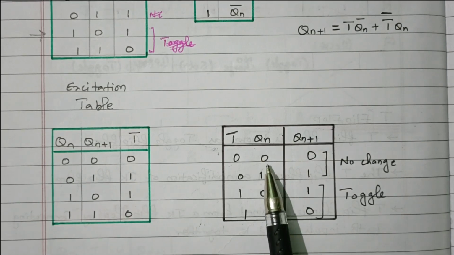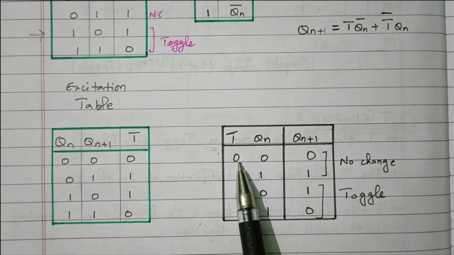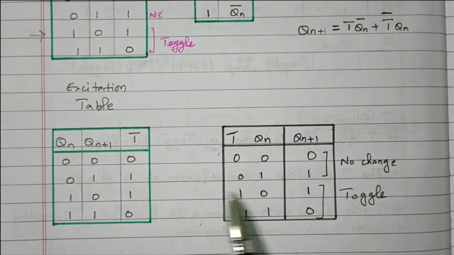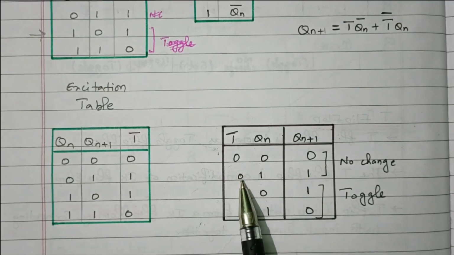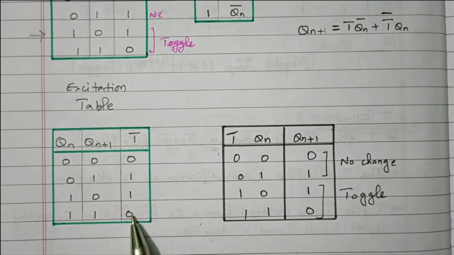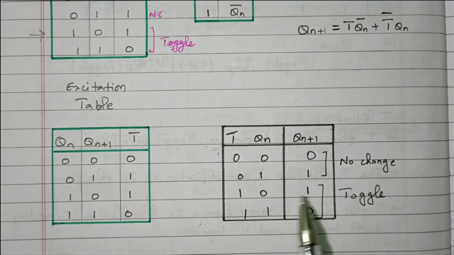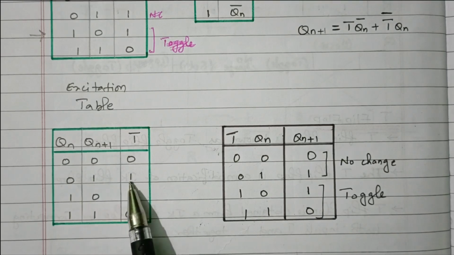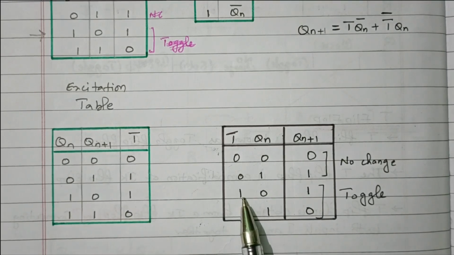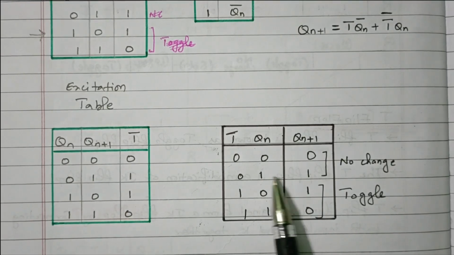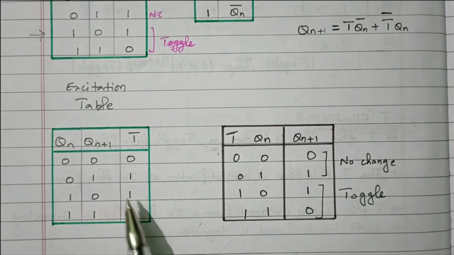I will explain again. 0 0 means T is 0. 1 1 also means T is 0. 0 1 means T is 1. 1 0 also means T is 1.